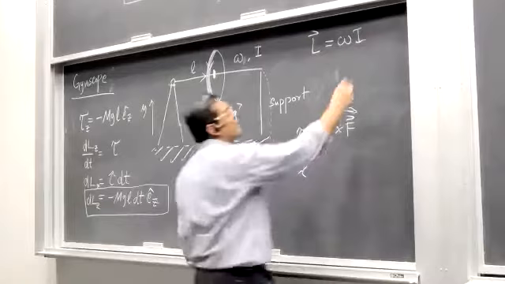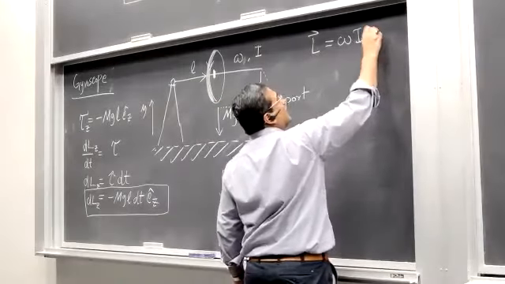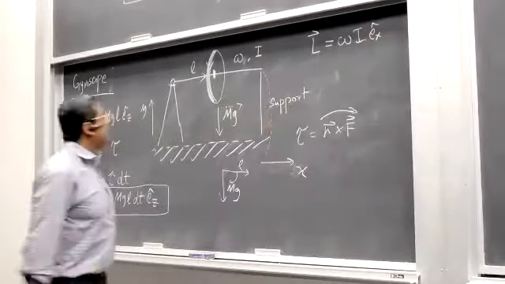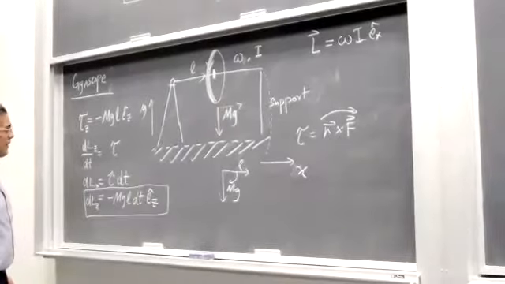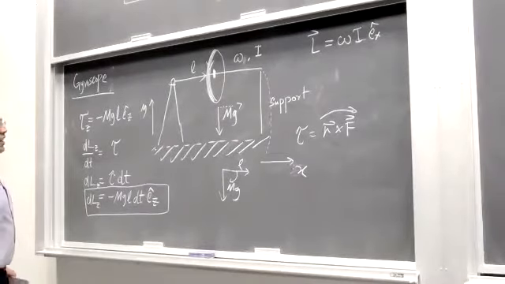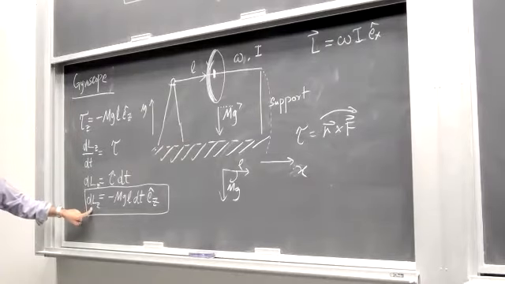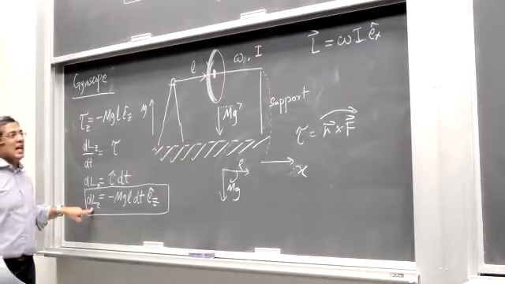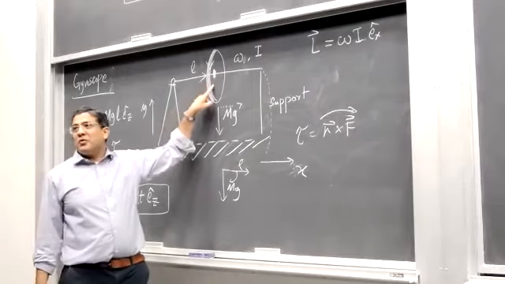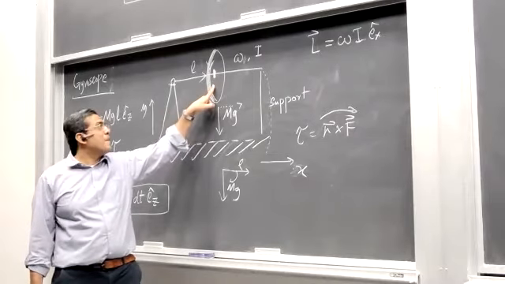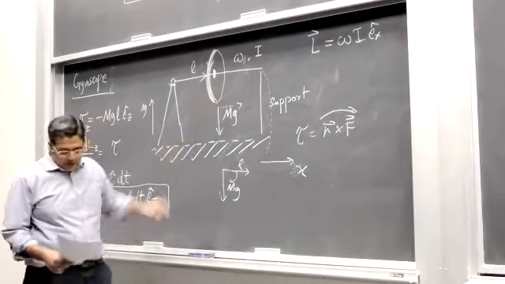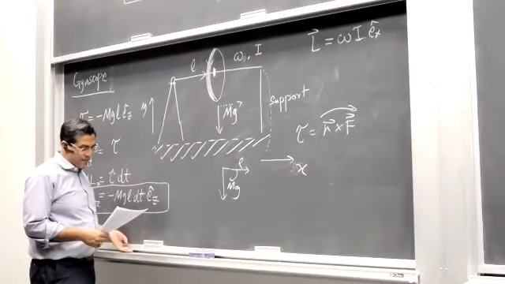Very good. Now we have two angular momenta, DLZ, and the angular momentum due to the spinning of the wheel. Okay, let's play with them.